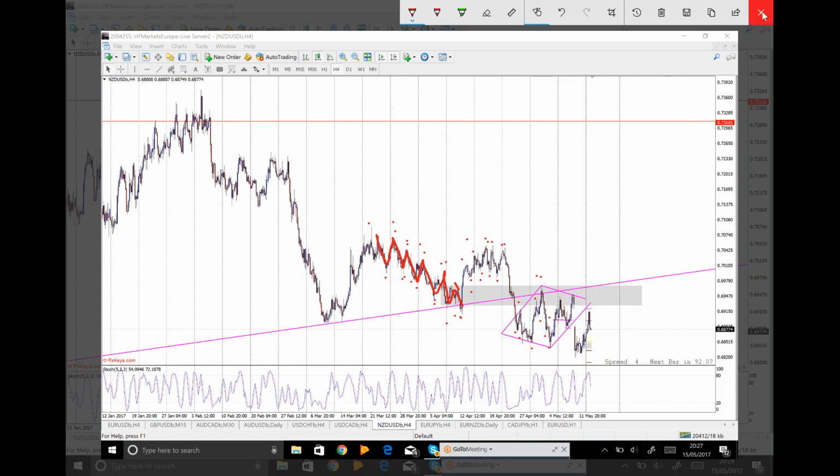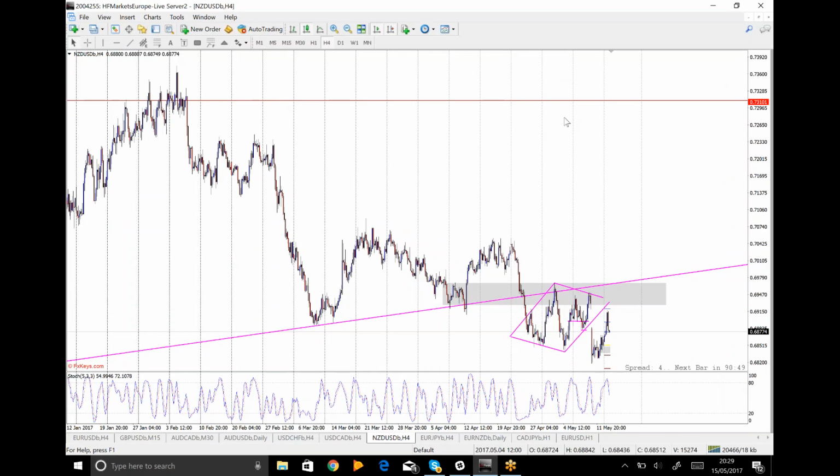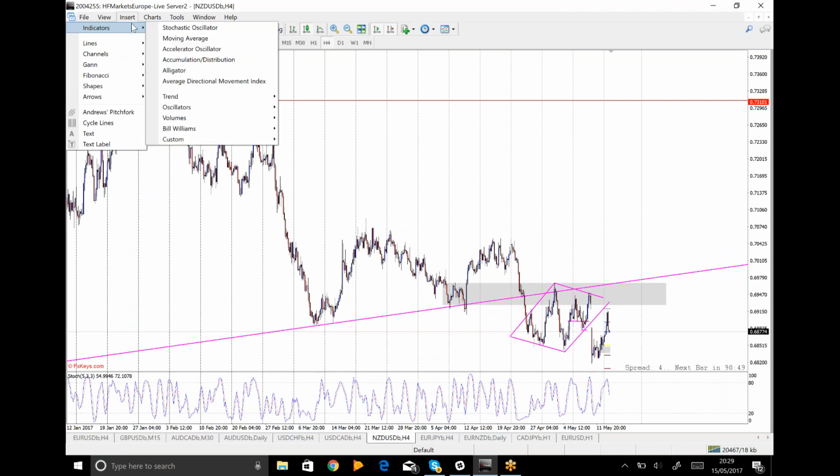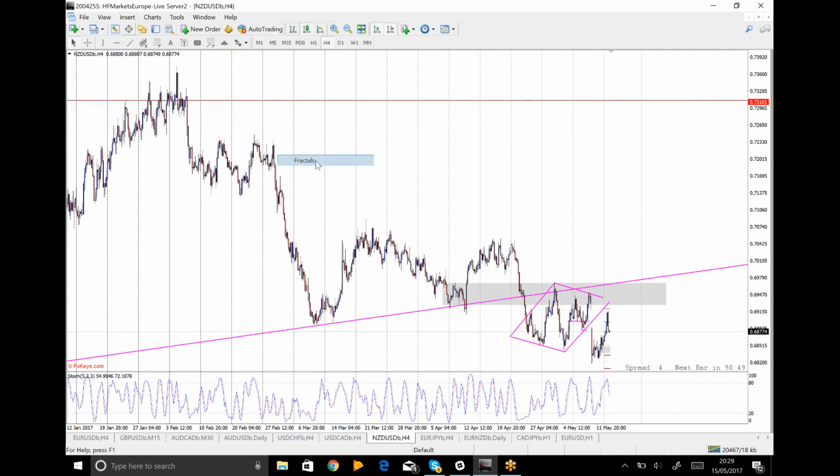Now, if you're finding it hard to find swing highs and swing lows, go to Insert, Indicator. Okay? Then go to Bill Williams and type fractals.